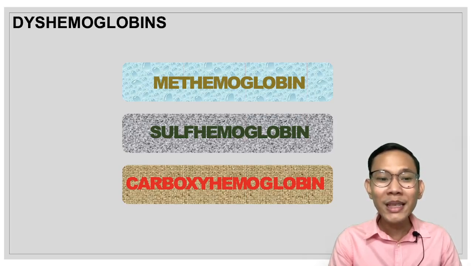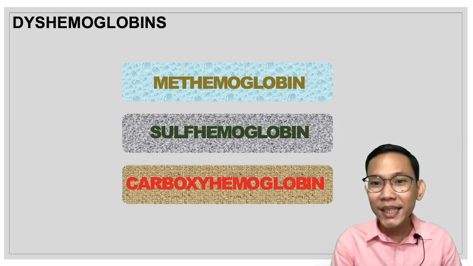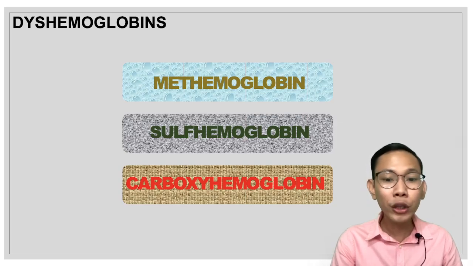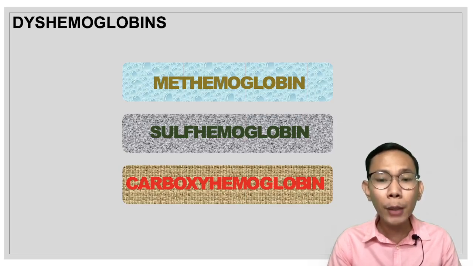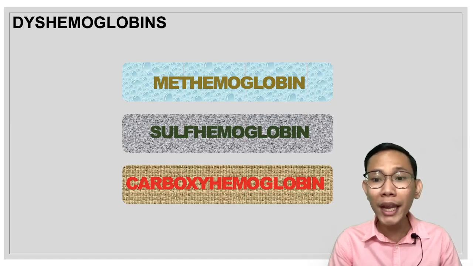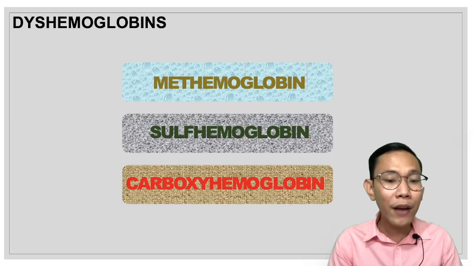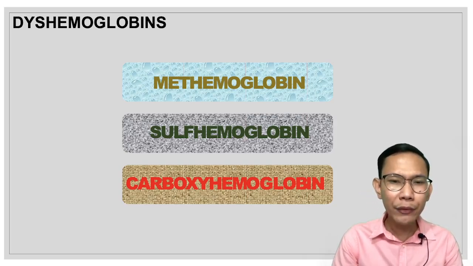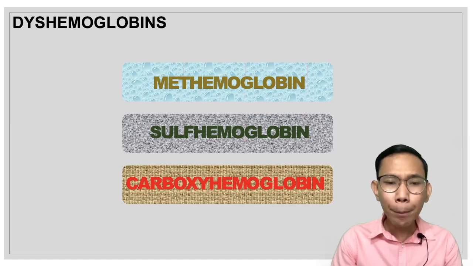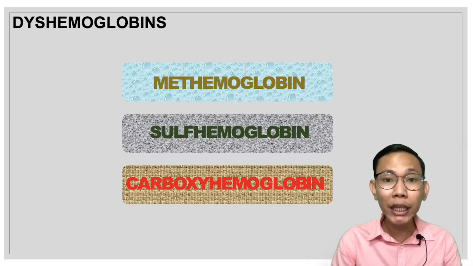Doc, what are these hemoglobins? These hemoglobins are dysfunctional hemoglobins that are unable to transport your oxygen. This includes your methemoglobin, sulfhemoglobin, and carboxyhemoglobin. These hemoglobins form and may accumulate to toxic levels after exposure to certain drugs or environmental chemicals or gases. Therefore, these are abnormal hemoglobins that are not capable of transporting your oxygen.